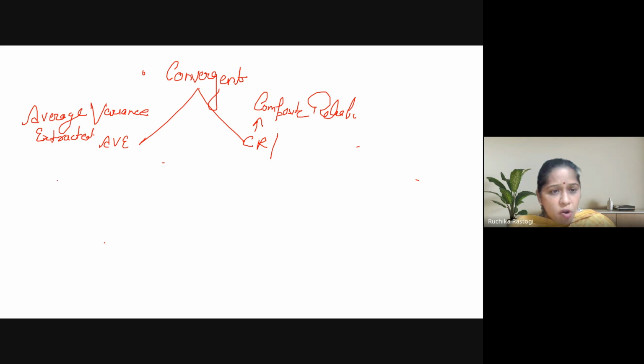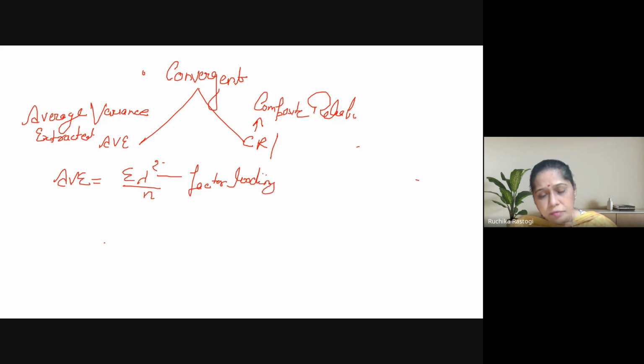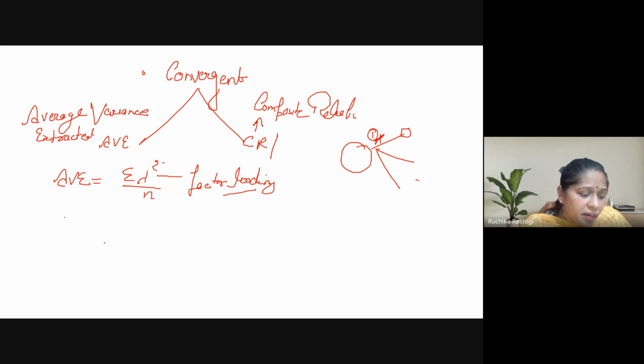Now, what is the formula of AVE? Just note it down: sigma lambda square divided by n, where lambda is the factor loading. If you remember, when I was discussing the number of questions yesterday, I told you that we are supposed to measure the value of lambda and the measurement error. For the first question, it is always fixed. So this lambda is called factor loading. This is the formula of AVE: sigma lambda square divided by n.